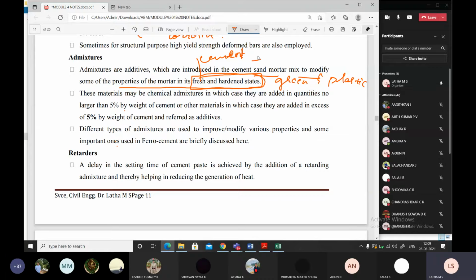With fine aggregates. What is the fineness of the aggregate, students? What is the size of the aggregates we take in the case of ferrocement? Can anybody tell this? What is the aggregate size we use for ferrocement?